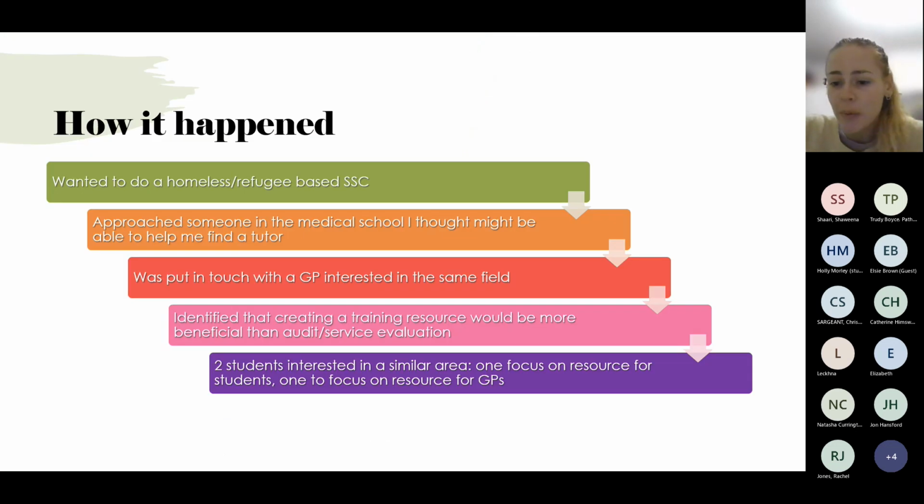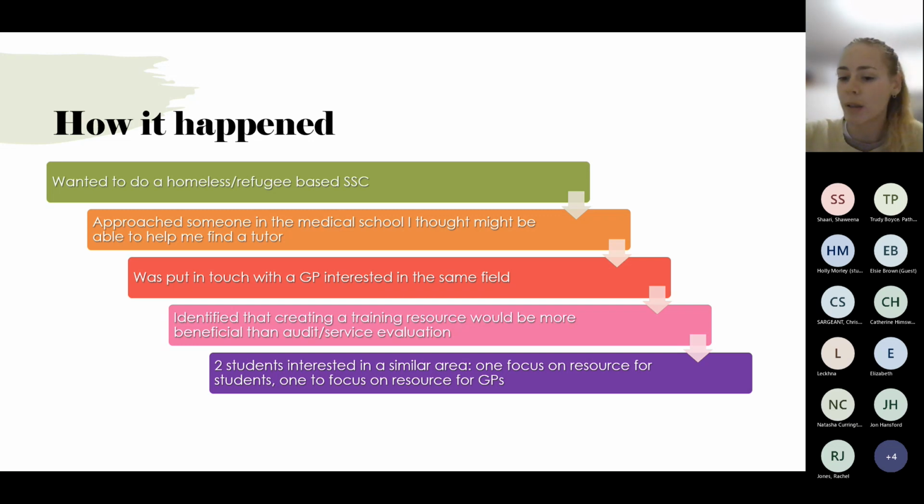So, background to how we got here. I knew I wanted my SSC to be with either homeless or refugee-based populations. Cardiff has quite a high number of both of those. And so I approached someone within the medical school who I thought would be able to help me find a relevant tutor who would be interested. She put me in touch with a GP who she knew, Dr. Heleth Jones, who was interested in this field and works at a GP practice where they have quite a high proportion of homeless patients, and a couple of GPs with a special interest.